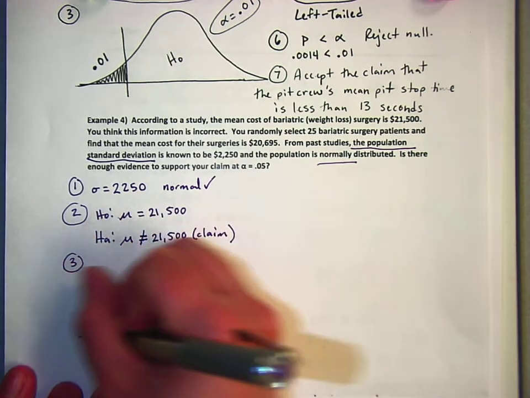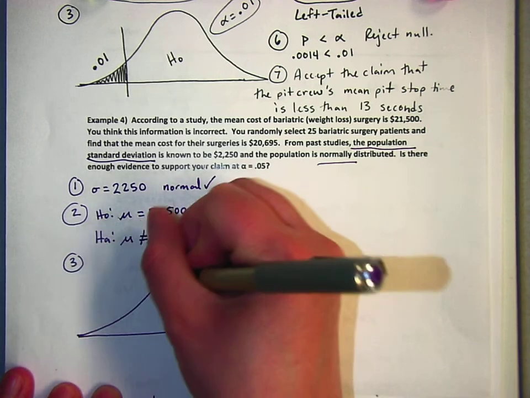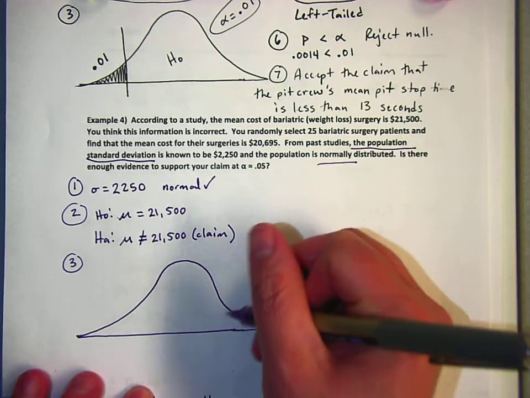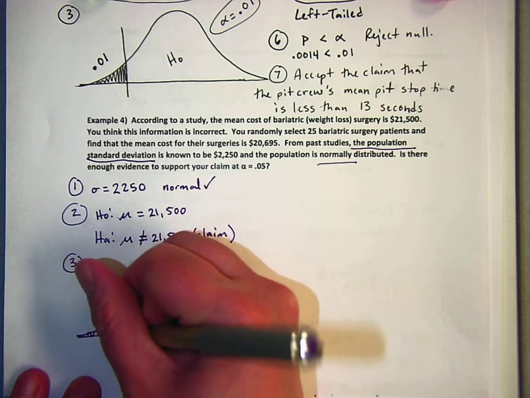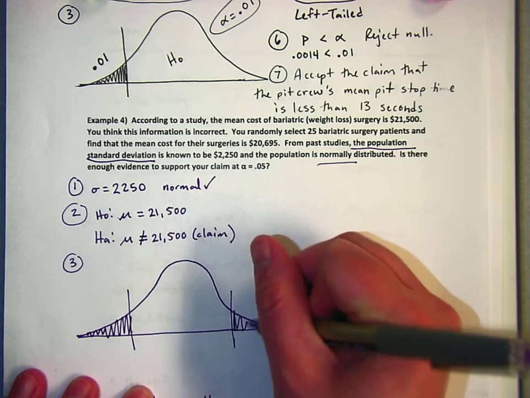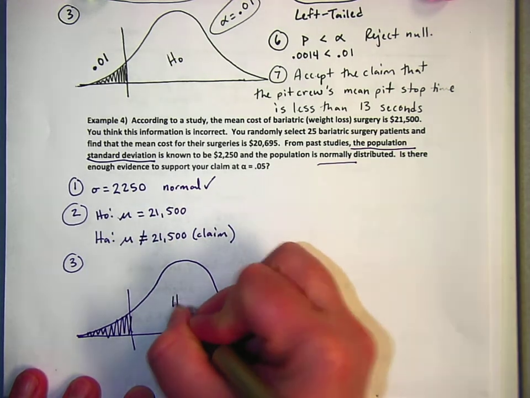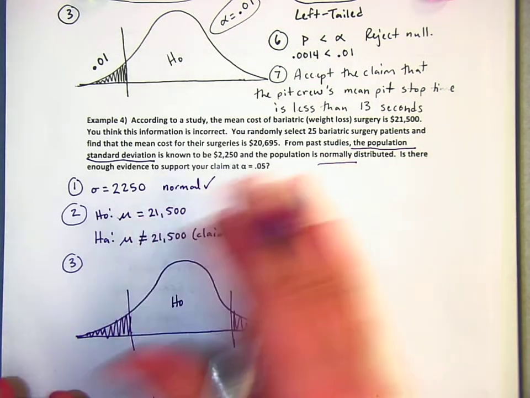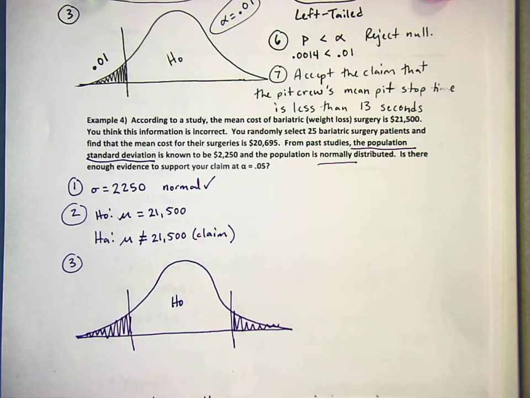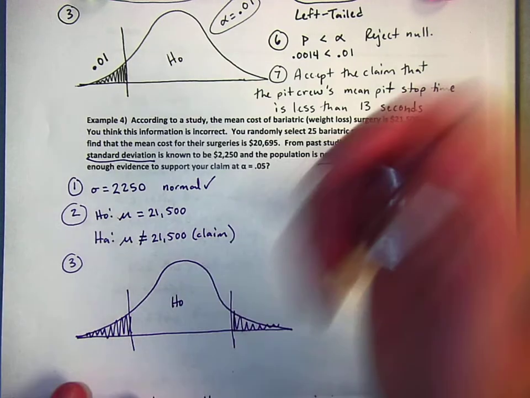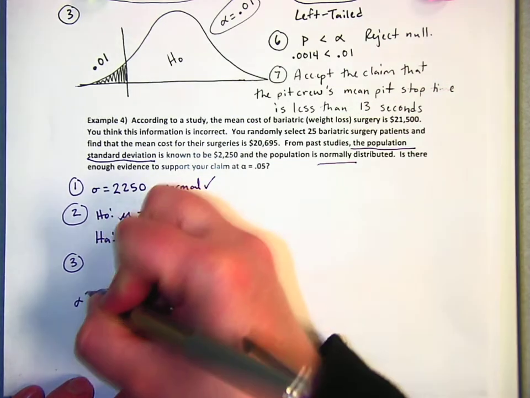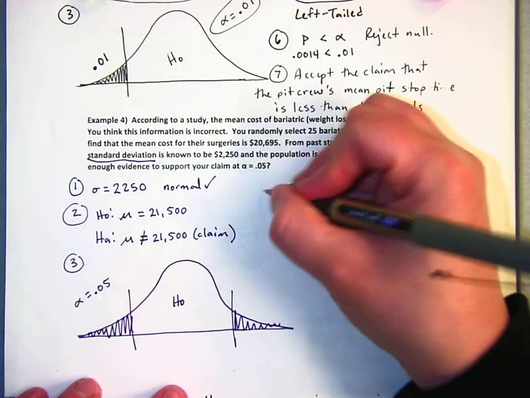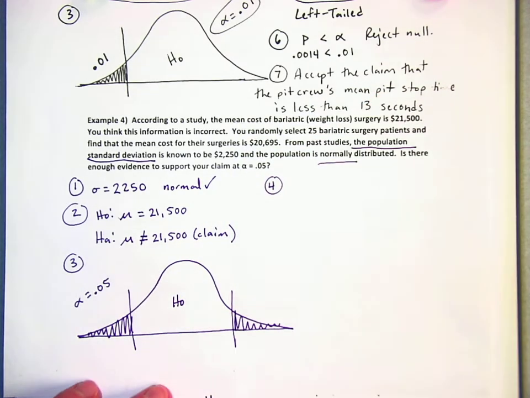Step 3 has me draw a picture. This one is going to be a two-tailed test. That's because it's an equals to problem. H sub O is in the middle. Remember, I'm not going to actually figure out the z-scores here. I'm just going to be comparing them to alpha. Okay. Alpha in this case is 0.05. The only reason I know it's a two-tailed test is because it's an equals to problem.